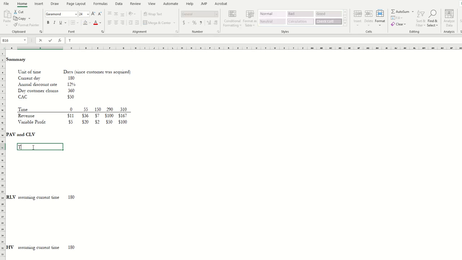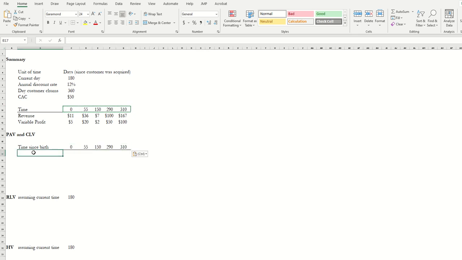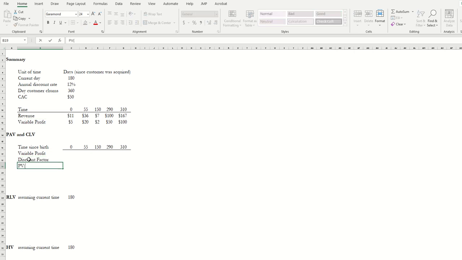So I'm going to go time since birth. We have these cash flows over here. PAV and CLV are profit figures. So we're going to get the variable profit. We're going to get discount factors. We're going to use those and the variable profits to get the present value of the variable profit. We're then going to sum that up, and that gets us PAV. We then subtract off CAC, and that's going to get us CLV.